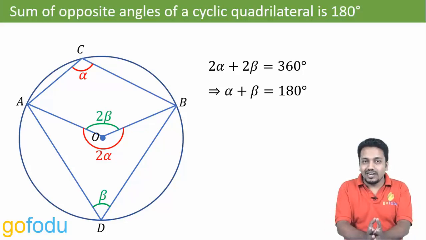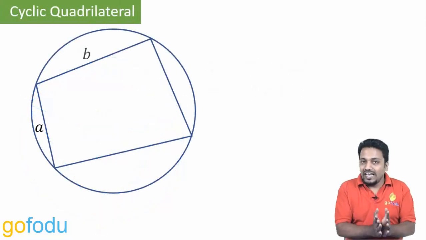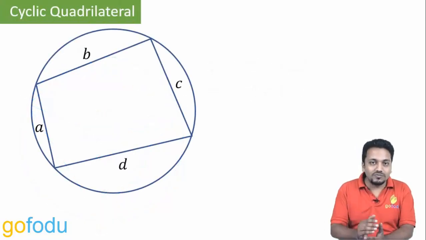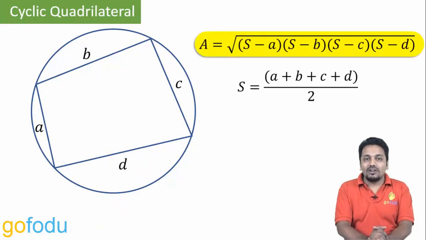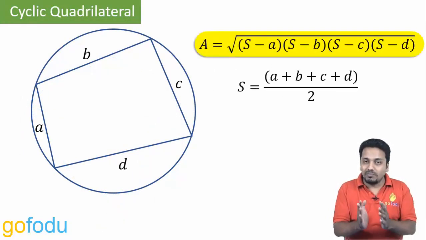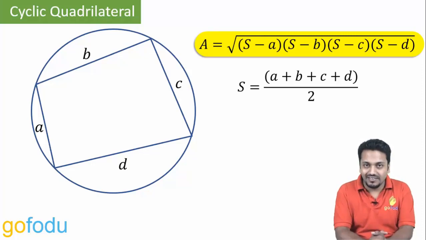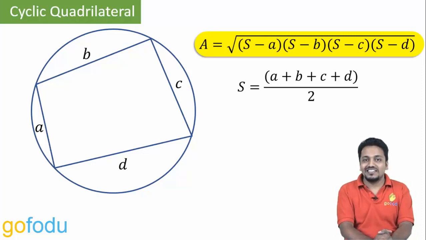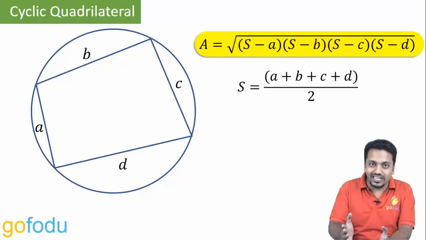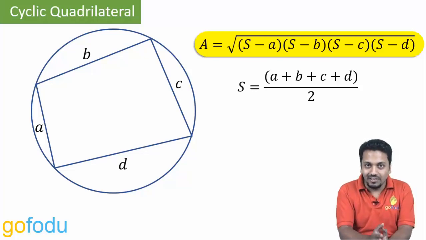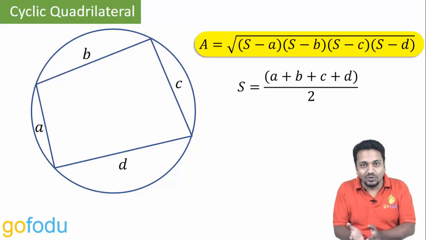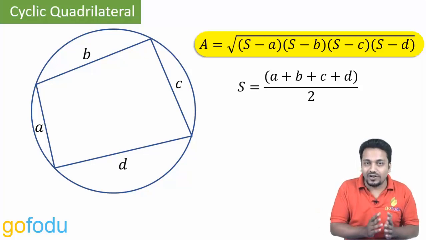Talking about cyclic quadrilaterals, if a, b, c, d are the lengths of the sides, the area of a cyclic quadrilateral can be found using Brahmagupta's formula. Reminds you of something, right? Yes, Heron's formula. It's a special case of Brahmagupta's formula only, where you put any one side as 0 and get the formula for the area of a triangle.